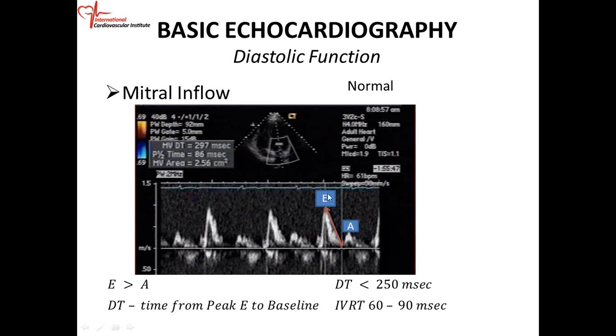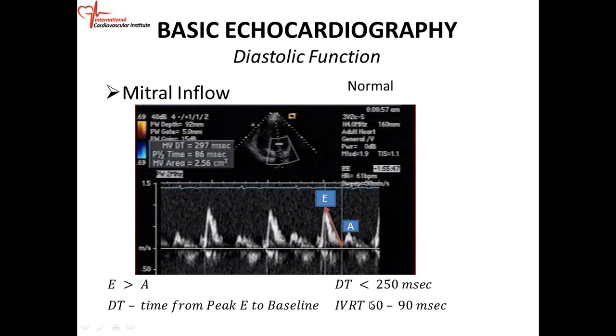Your deceleration time is the time from peak E to the baseline. If you look at your acceleration time, it is very, very short because it's like a suction effect. The blood rapidly moves from the left atrium to the left ventricle, and then it starts slowing off. So this is the deceleration time from the peak E to the baseline. Deceleration time should be less than 250 milliseconds in normal healthy individuals.